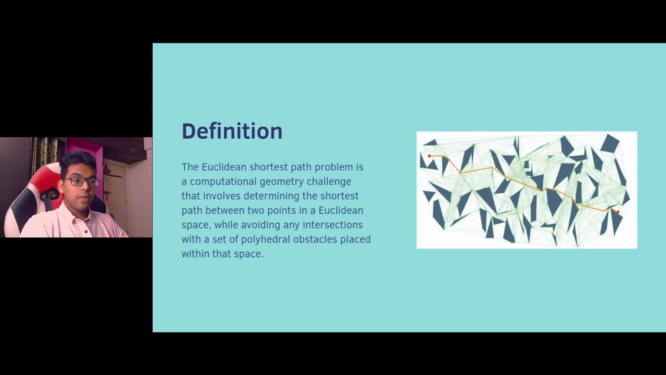A further elaboration of the problem statement is that this problem is a computational geometry challenge that involves determining the shortest path between 2 points in a Euclidean space while avoiding the intersections, which are a set of polyhedral obstacles placed within that space.